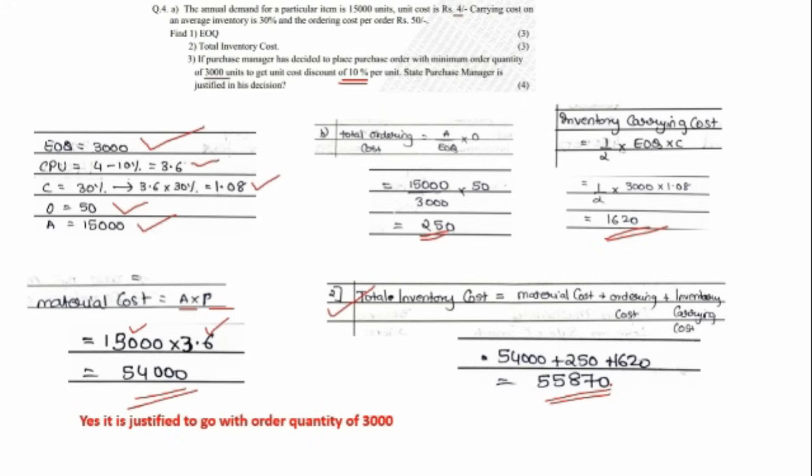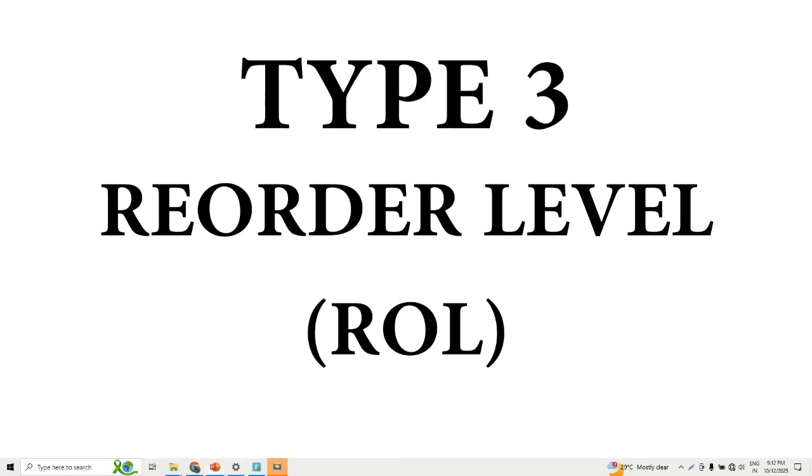Okay, so now let us jump to the last type of sum which can come under logistics. The last type, type 3, is based on reorder level, also known as ROL. So let us see how to solve. This is one of the simplest among the three. Let us see what the formula is, what the steps are, and how to solve them in the most appropriate and simple manner.